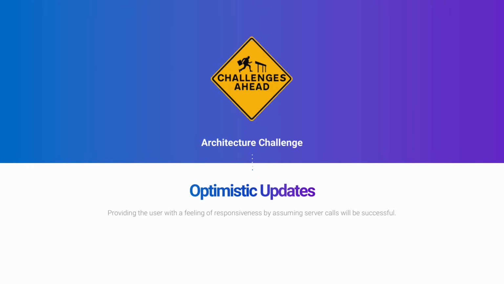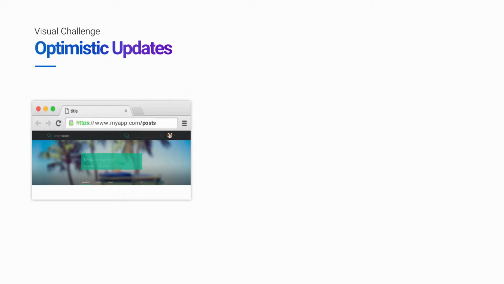This video will be about optimistic updates, which are useful for providing the application with a feeling of snappy responsiveness by assuming server calls will be successful. To illustrate how Lore implements optimistic updates, let's walk through an example.